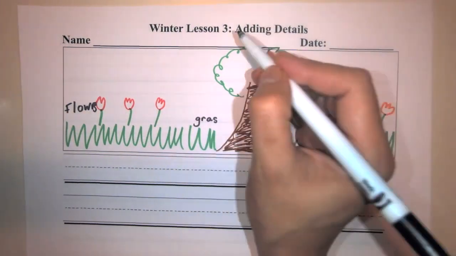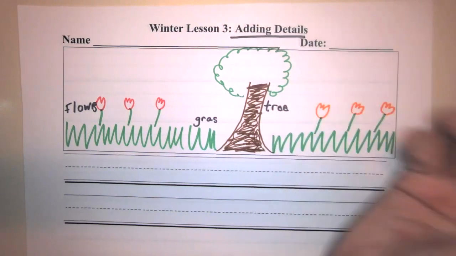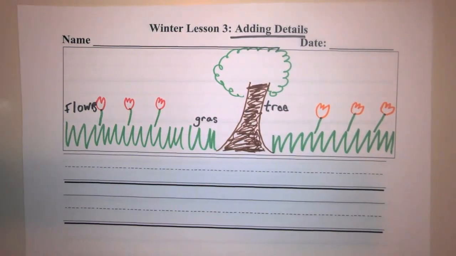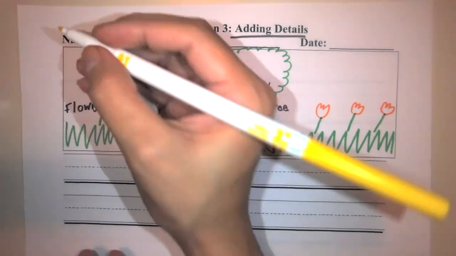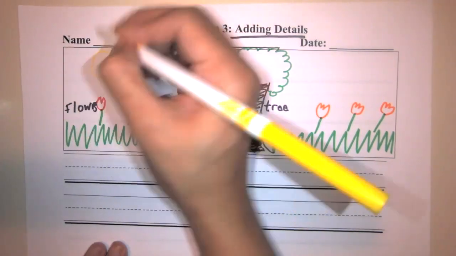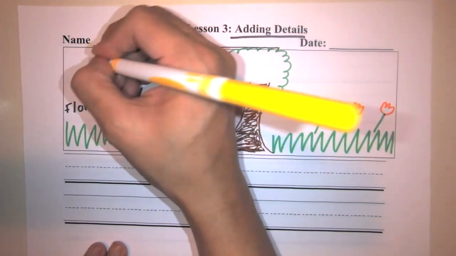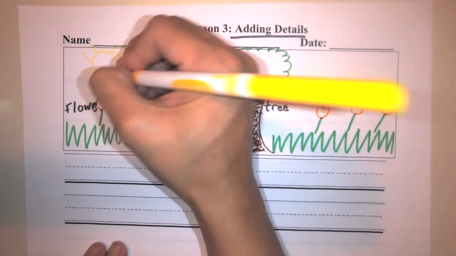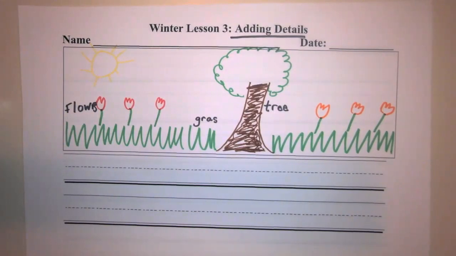But I want to remember, I'm adding lots of details. So I want to see if there's anything missing in my picture. And one thing I forgot to do that I mentioned was drawing the sun. So I'm going to draw the sun in the sky. And I think maybe I'll include some clouds.